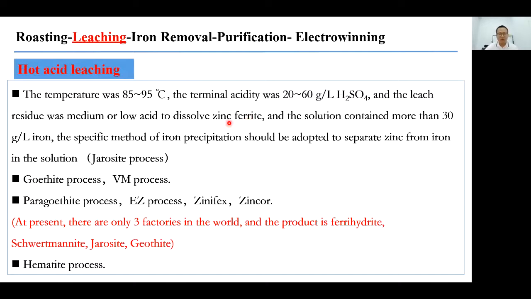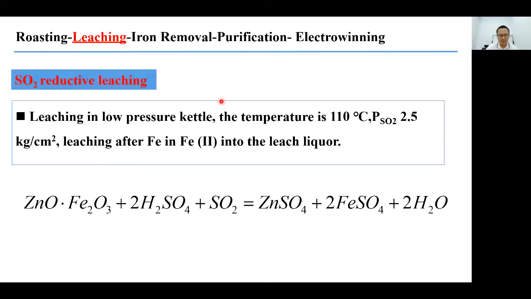But when we are leaching zinc, the iron enters the solution as well. So we have to find technologies for removing the iron from the solution. And besides the hot acid leaching, there's another technology which can efficiently treat the zinc ferrite. It's sulfur dioxide reductive leaching. So this is the core reaction.